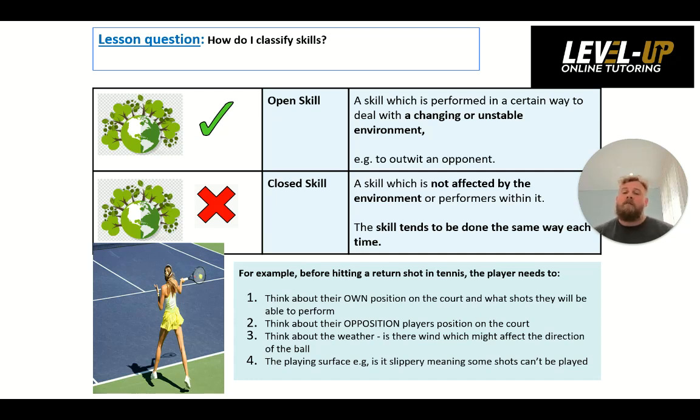So, for example, before hitting a return shot in tennis, the player needs to think about their own position on the court and what shots they will be able to perform. They'll need to think about their opposition player's position on the court. They'll need to think about the weather. Is there wind which might affect the direction of the ball, or the playing surface? So is it slippery, meaning some shots can't be played?